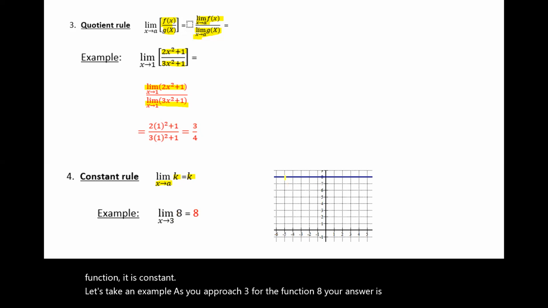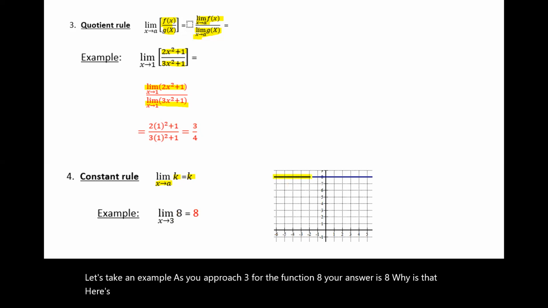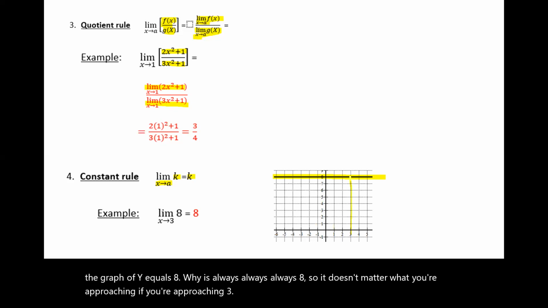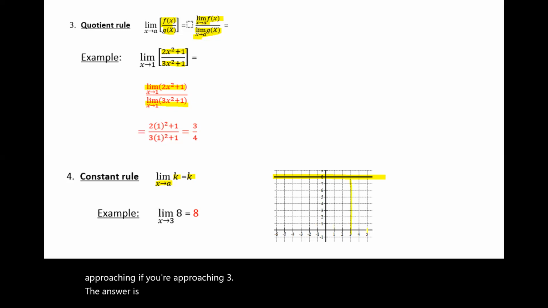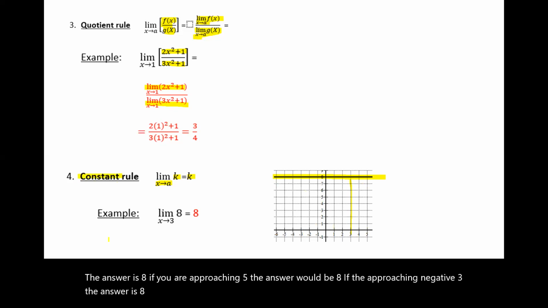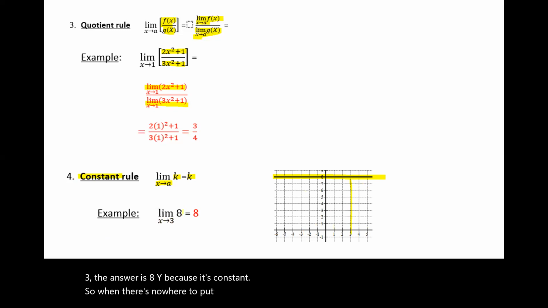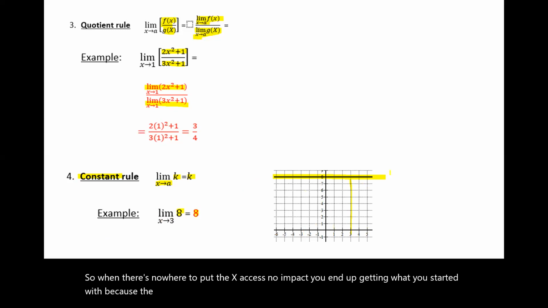Why is that? Here's the graph of y equals 8. Y is always, always, always 8. So it doesn't matter what you're approaching. If you're approaching 3, the answer is 8. If you were approaching 5, the answer would be 8. If you're approaching -3, the answer is 8. Why? Because it's constant. So when there's nowhere to put the x, x has no impact. You end up getting what you started with because the function is always in the same place.